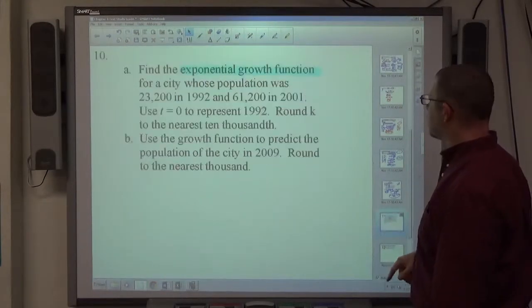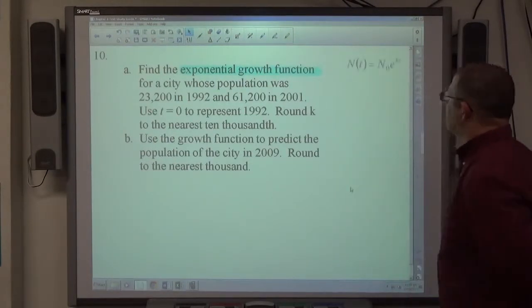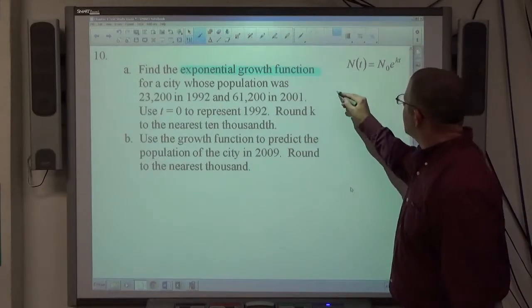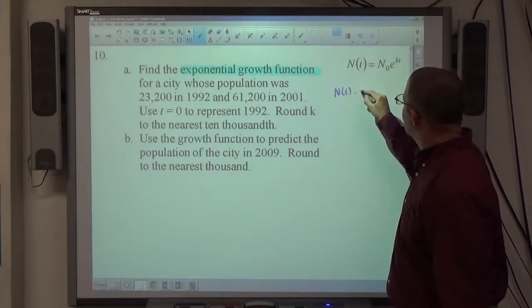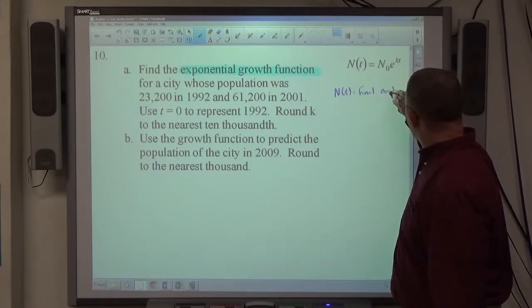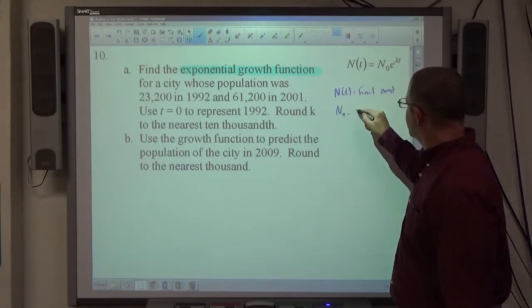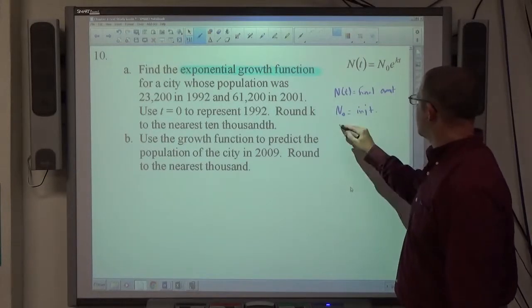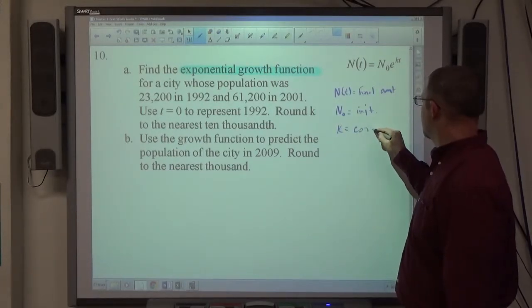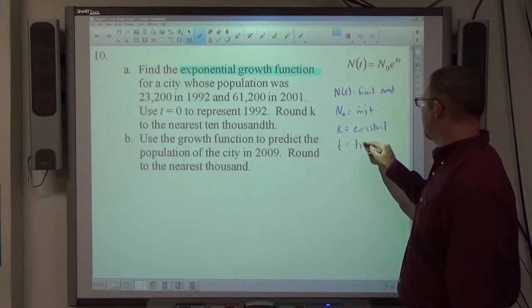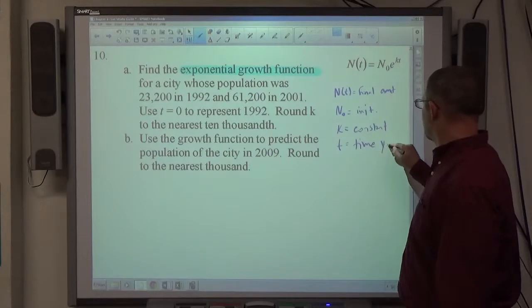Again, most of these formulas are pretty straightforward. Our exponential growth or decay formula. Now, we again have to know what these variables mean. So n of t is the final amount. N sub 0 is the initial amount. E is the letter E that we always use. K is the constant of variation, and t is the amount of time in years.